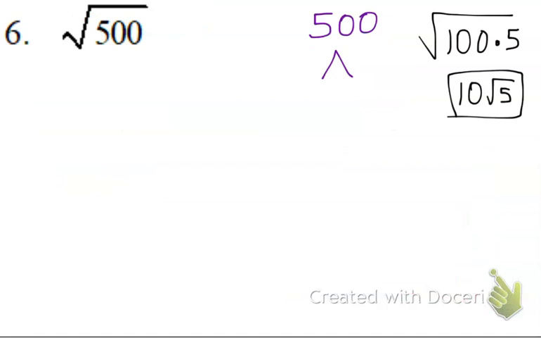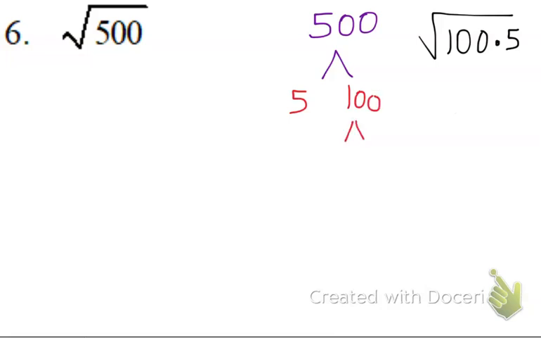Number 6 is square root of 500. Now that's not a perfect square. If you look at your table, you won't see it there. Even if we extend the table out, it's not a perfect square. But we can do a factor tree and do maybe 5 times 100.